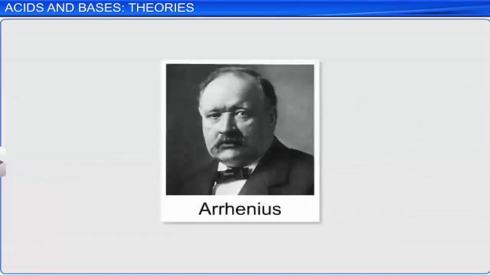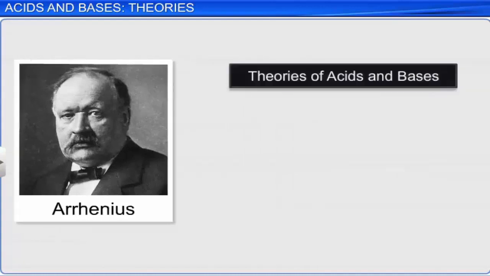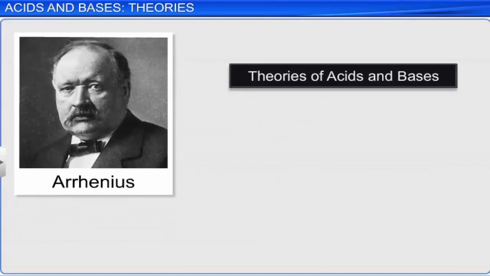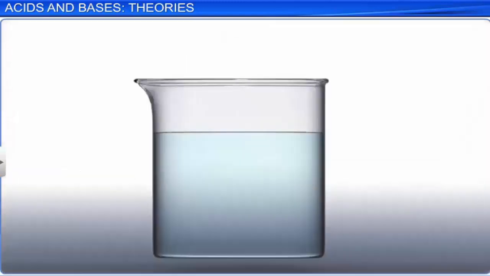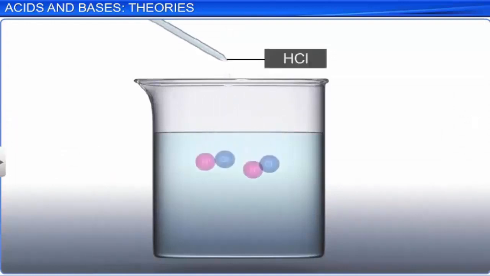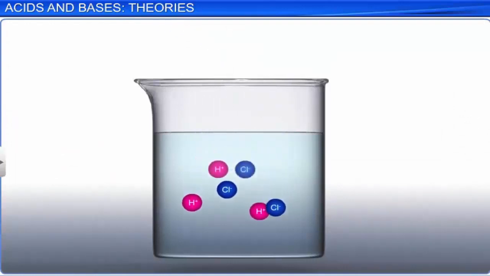Arrhenius gave the first real classification of the chemical nature of acids and bases, which is popularly known as Arrhenius theory. According to his theory, an acid is a substance that contains hydrogen and ionizes in an aqueous solution to give hydrogen ions. For example, HCl contains hydrogen and ionizes in water to H+ and Cl- ions.